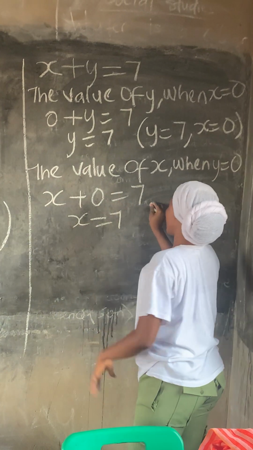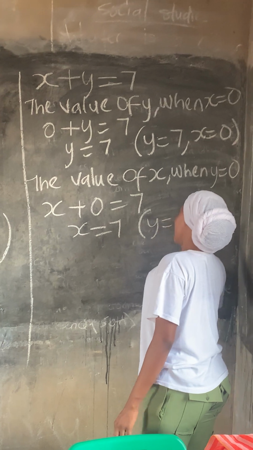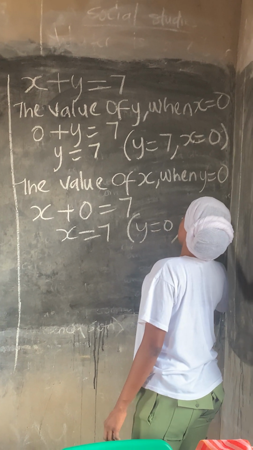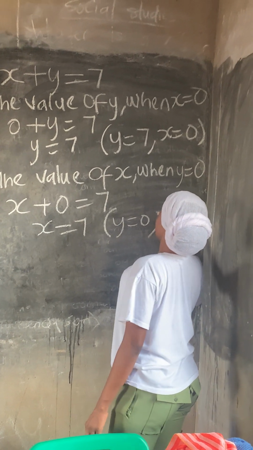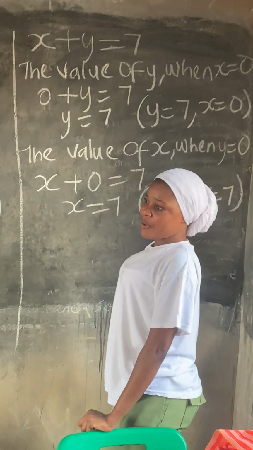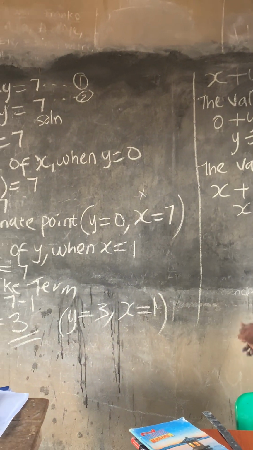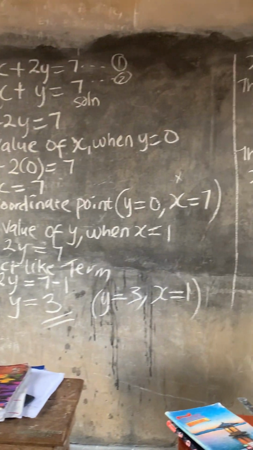So now from here, the coordinates will be what? Y is equal to 0. X is equal to what? 7. So now these are the coordinates to use in plotting the graphs, okay? This coordinate and this one, and this one, and this one. These are what you are going to use in plotting graphs.